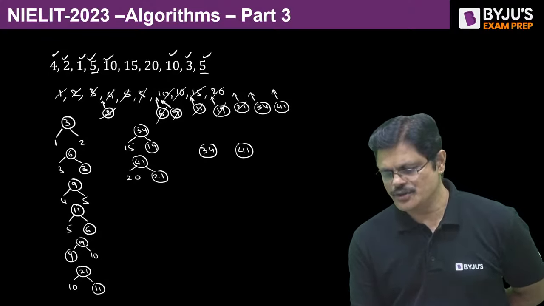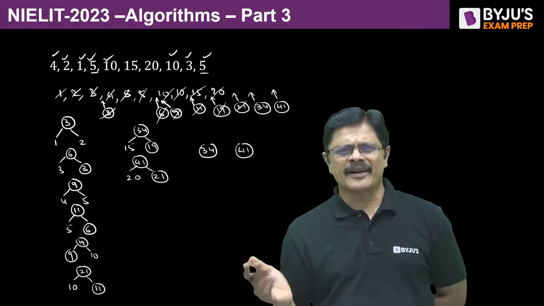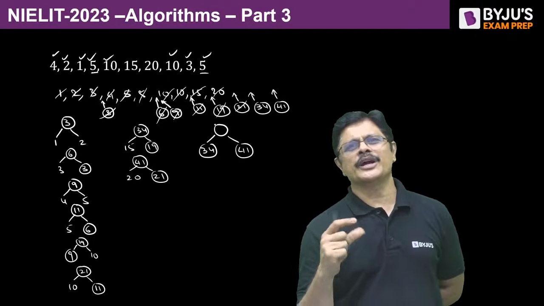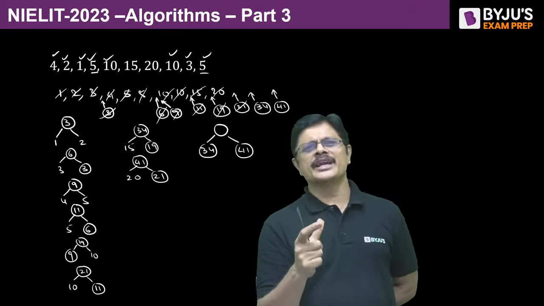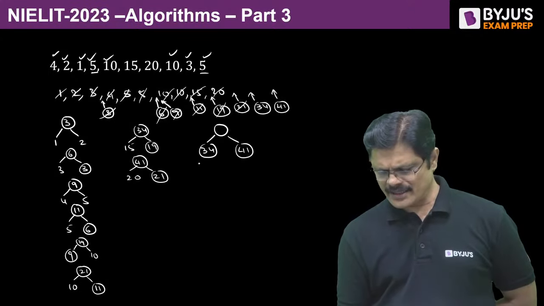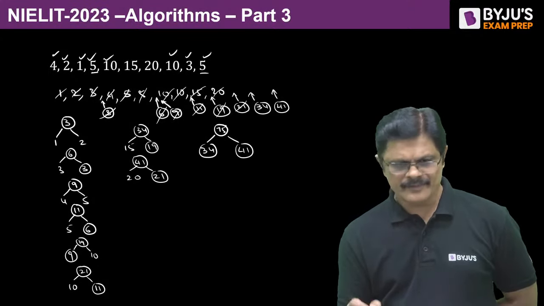Final two left and right subtrees, and they are merged. And how are they merged, sir? You get a new root node whose key value is nothing but the sum of these two frequencies. That is 75. Is there any mistake?